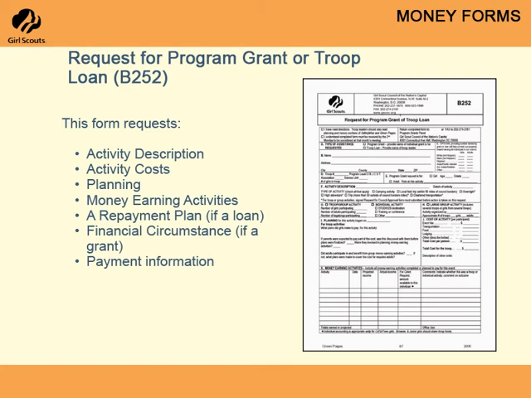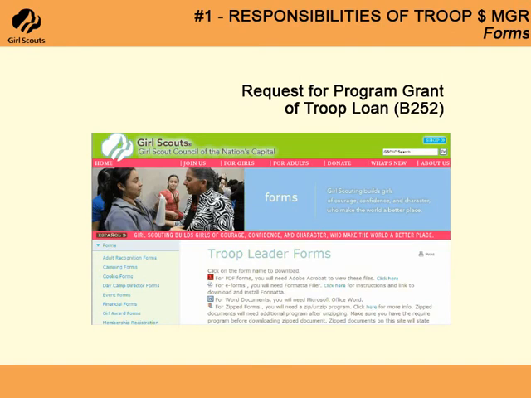The completed form includes detailed information on the activity description. Is it an age-appropriate request? The activity costs and planning. Did the troops allow enough time to plan and carry out money-earning events? Money-earning activities. What other ways have girls tried to earn the needed money? A repayment plan in the case of a loan. Financial circumstances in the case of a grant. And payment information.